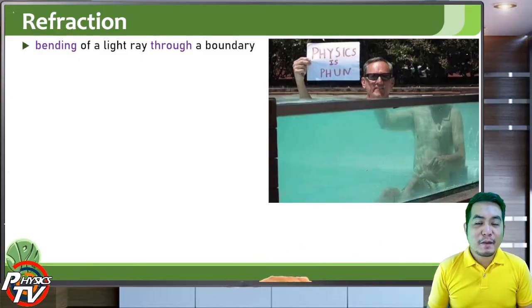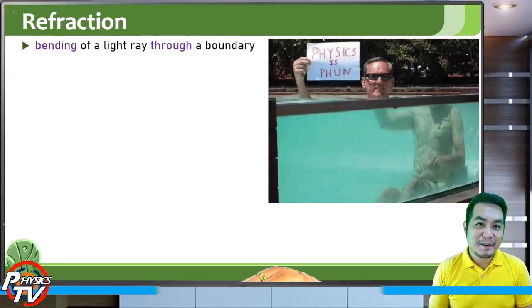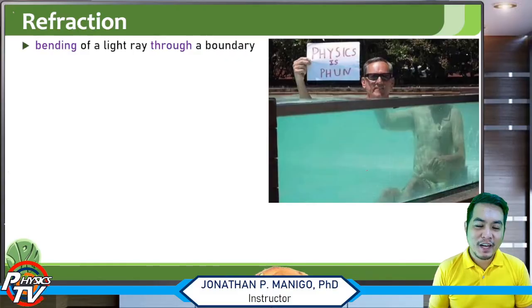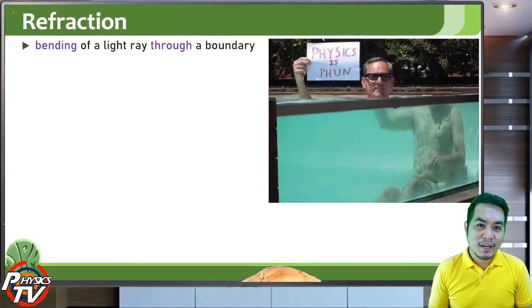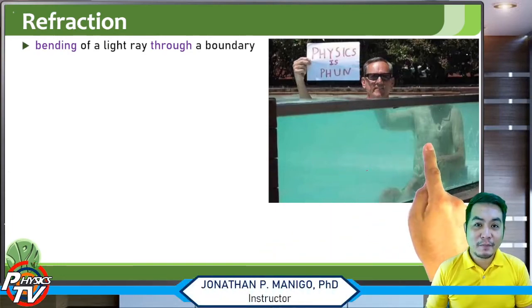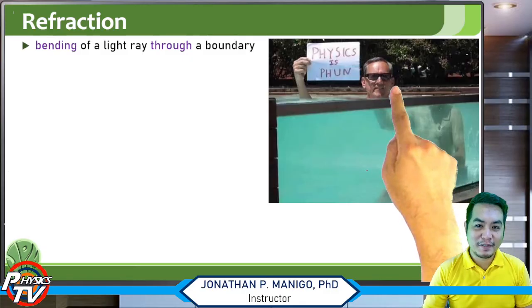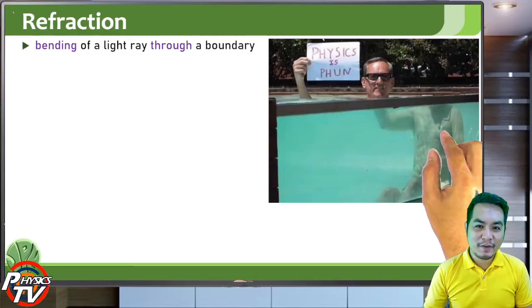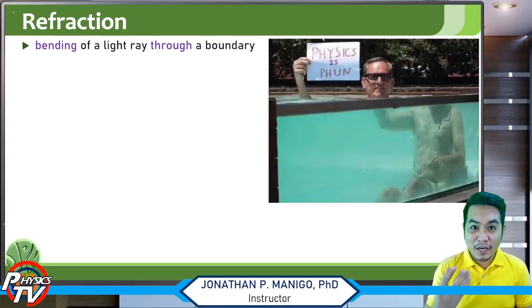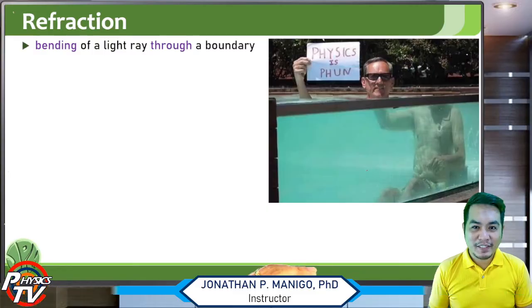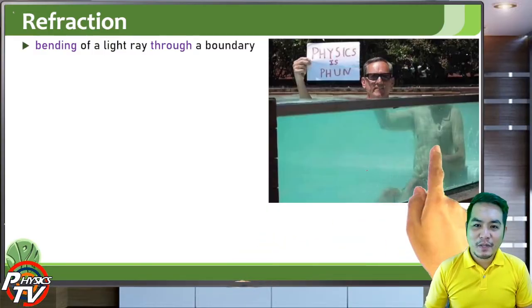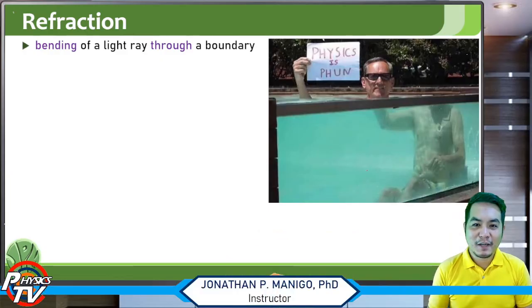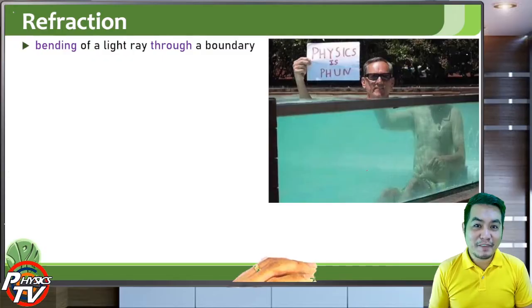So this is a classic example of refraction. Light rays are bent when light passes from one medium to another, such as this one. The light rays from the physics professor's body in the water are actually bent when they pass from the water to the glass to air to our eyes. So it's bent. Light is bent. So you will see here that it looks like a headless person, but that's actually just refraction.